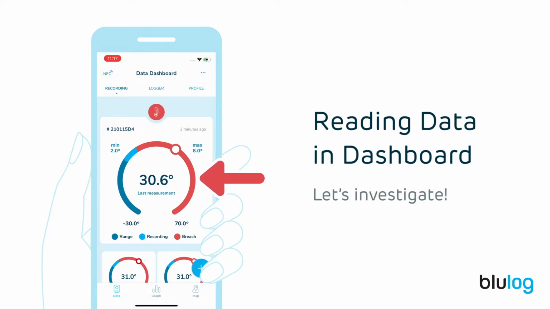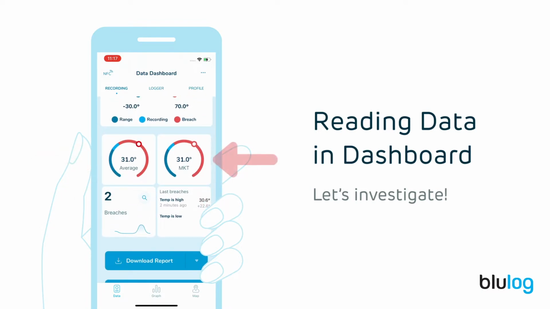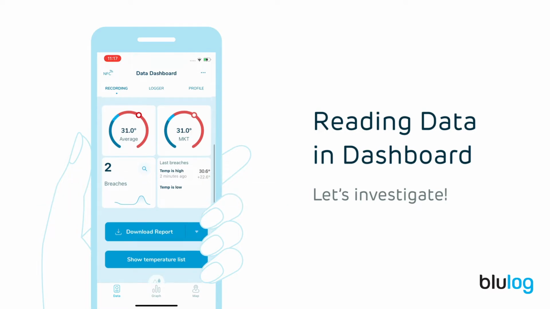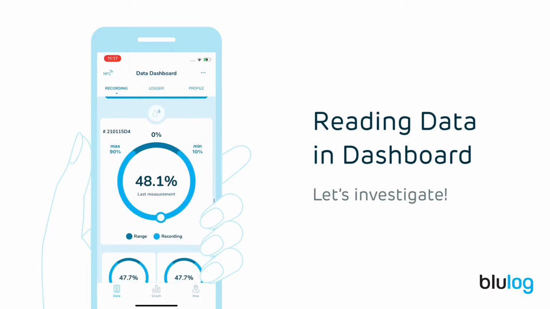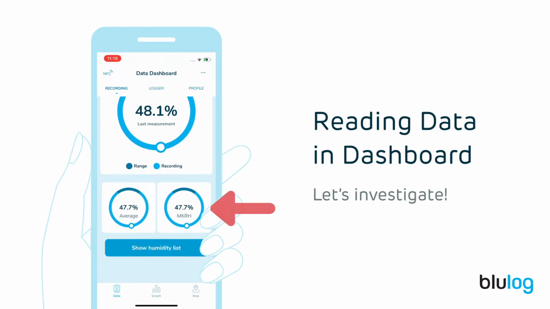Below the big graph, you'll see an average temperature and a mean kinetic temperature represented by MKT. Below you'll find the number of breaches and the last breaches. Under it you'll find a humidity graph that represents data similarly like the temperature graph. MKRH here stands for mean kinetic relative humidity.